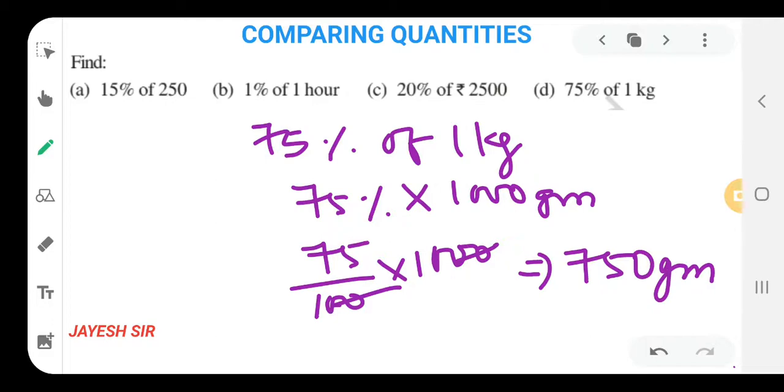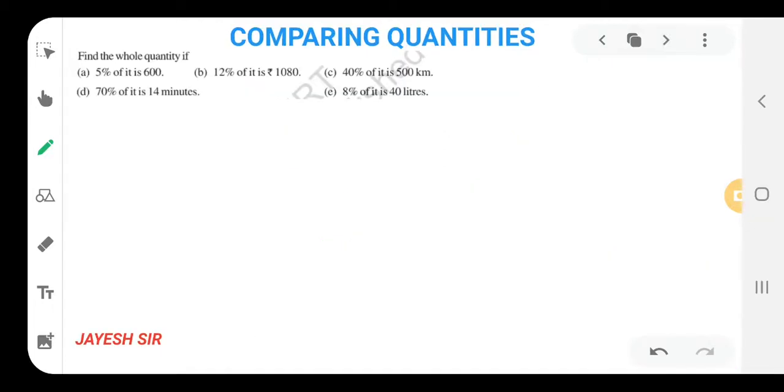Now let us begin with the next type and see what new we are going to learn today in this video. That is, find the whole quantity if... That means we want to find the whole quantity. Some part is given to us. So what is that? 5% of it is 600. What is to be given?